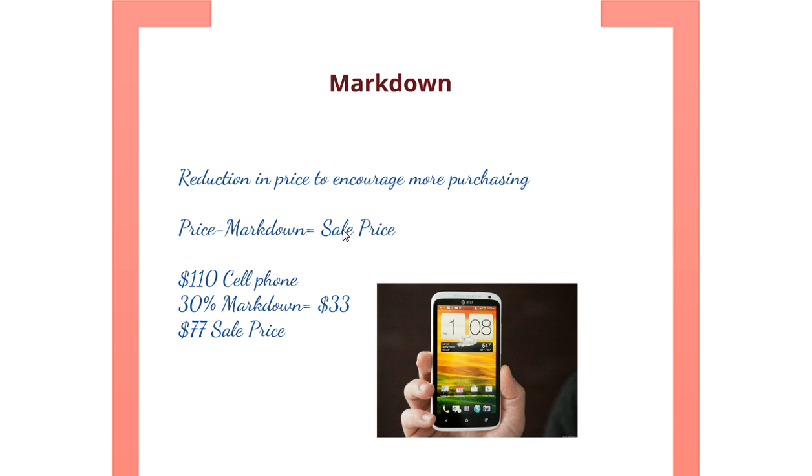So we see this all the time. You have a $110 cell phone. We're going to make it 30% off today, so a 30% markdown. So 30% of 110 is $33. Subtract $33 from the 110 price, and we now have this cell phone available for sale at $77. So that's a markdown. That's pretty simple.